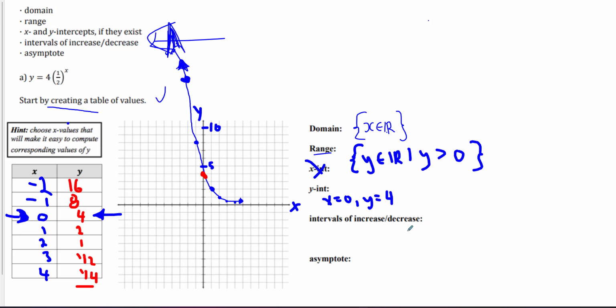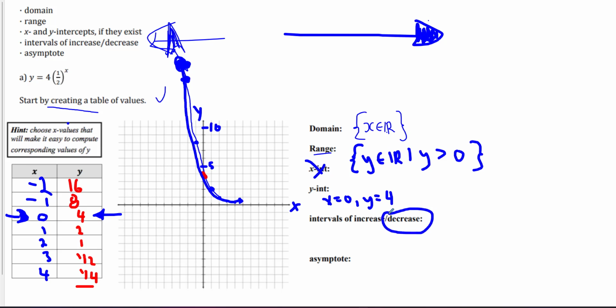Intervals of increase and decrease. There is a nice video that goes over this, but to quickly tell you, remember, you always read from left to right. So you start from the left, up here, and we're going down, down, down. That is considered an interval of decrease. What is the interval of decrease? It's all x values. So x ∈ R, you can write if you want, or from negative infinity to positive infinity.